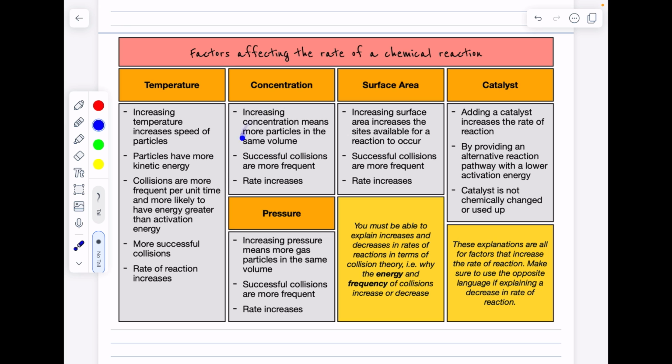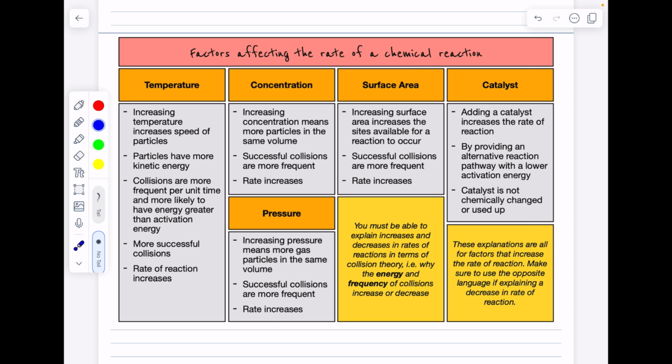Increasing the concentration merely means having more particles in the same volume, so the successful collisions are more frequent per unit time. Increasing the surface area, through making a solid a powder, for example, will mean that more collisions occur per unit time, increasing the rate. Increasing the pressure means that there are more gas particles in the same volume, so successful collisions are more frequent.